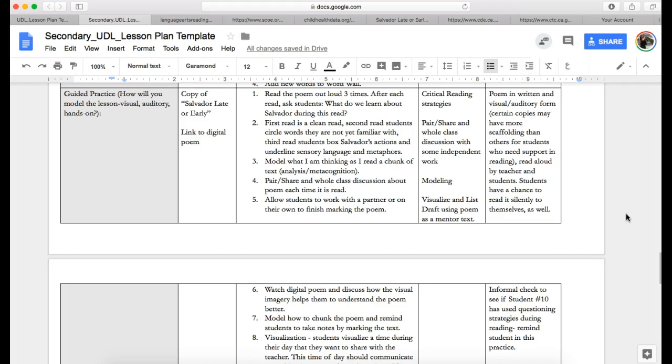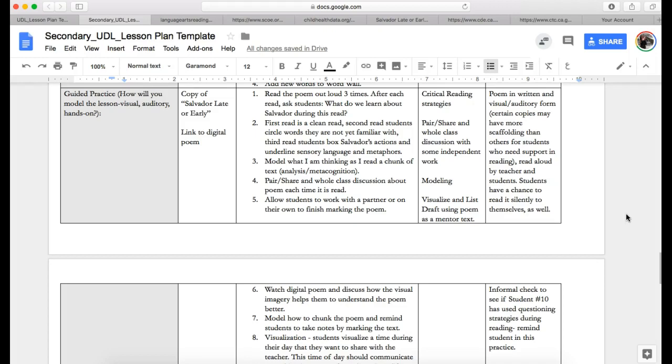The third read will probably require us to have a little bit more discussion. And this is where, as a teacher, I might model what I'm thinking as I read a chunk of the text to show the students what's happening in my brain as I analyze the text and think about Salvador. Then we'll have students do some pair share work and some whole class discussion about the poem so that there's even deeper comprehension about what is going on. I would also encourage students to either work with a partner or even on their own to finish marking the poem with those circles, boxes, and underlines.